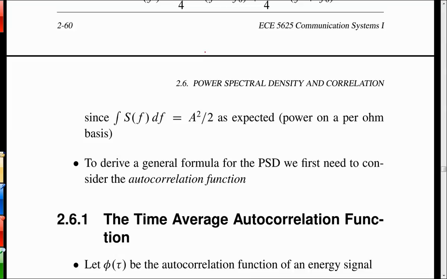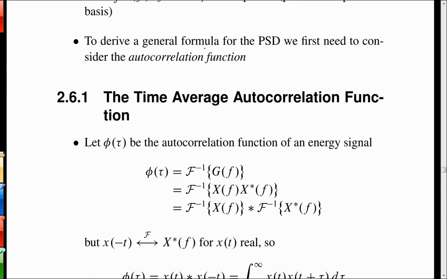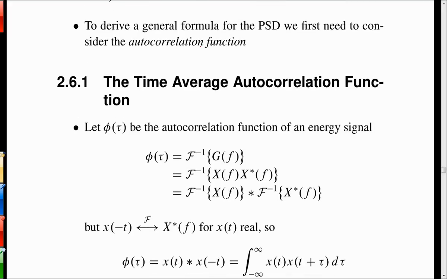So what we need to do is derive a general formula, and I'm not going to just guess, and I'm not going to ask you to guess and try things. We're going to start with some motivation from the energy spectral density, and then eventually arrive at the fact that what we need to do is start with something called the autocorrelation function, and then from that we'll go to the power spectral density through a Fourier transform.